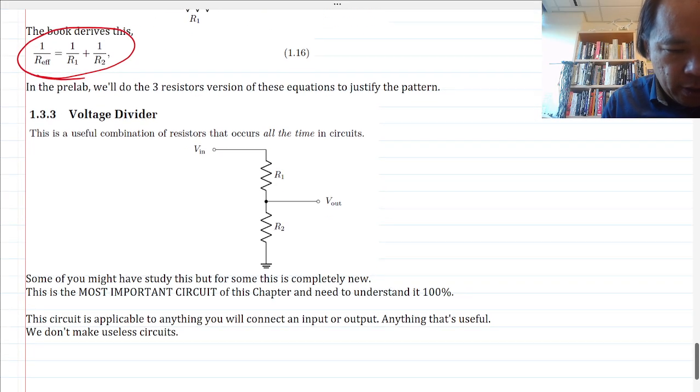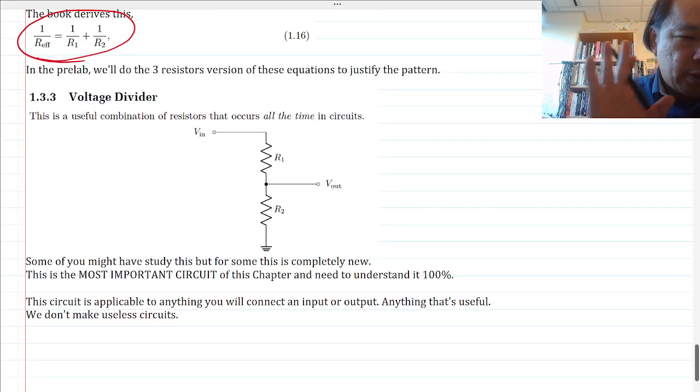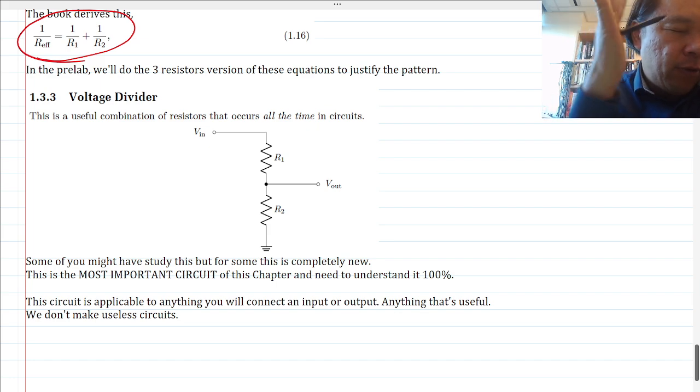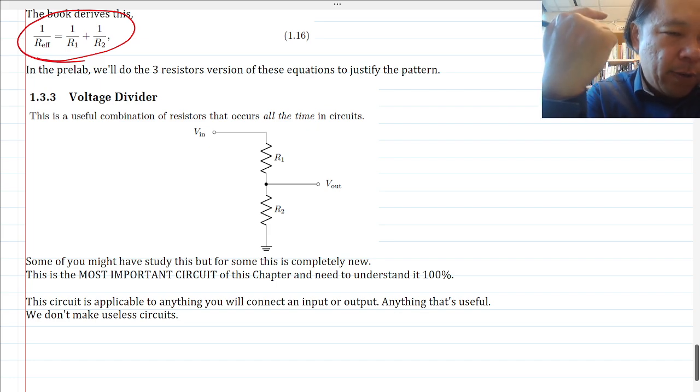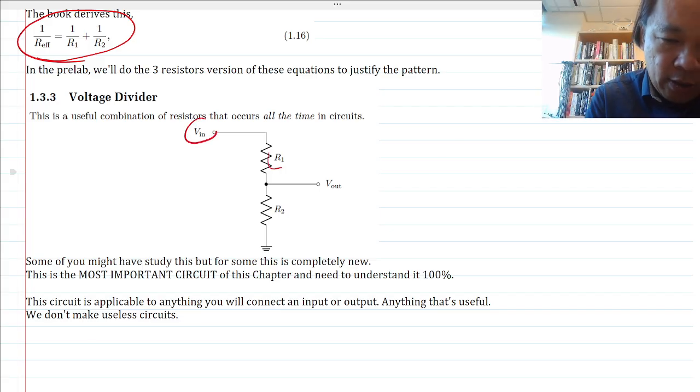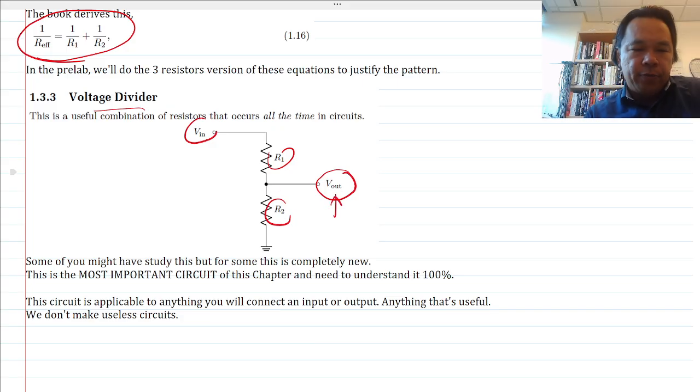What I want to finish up with is taking you through a new way of thinking about very similar stuff that we already thought about. It's still a resistor circuit. You have a voltage source, and then you have two resistors. What we're going to do is call this a voltage divider, because it gives you some fraction of V in at the output, which is going to be called V out.